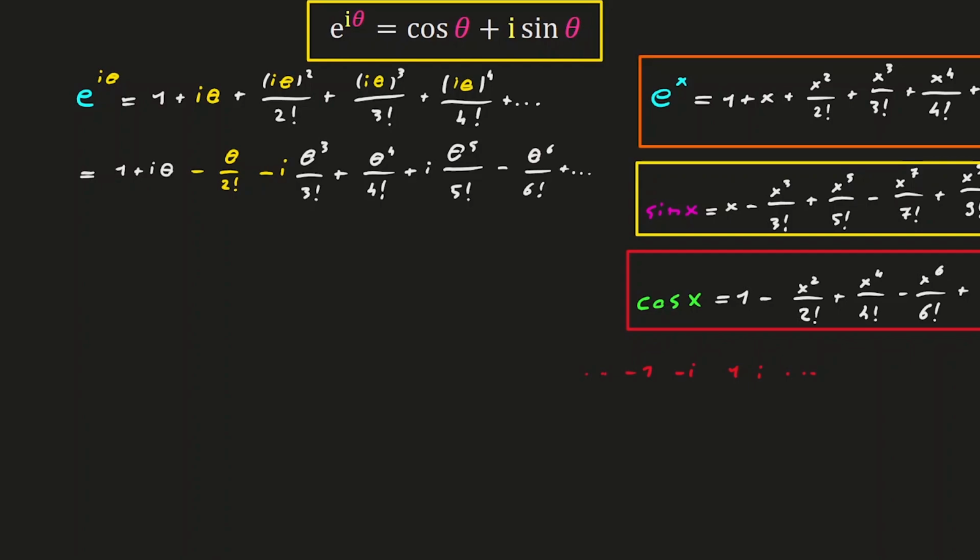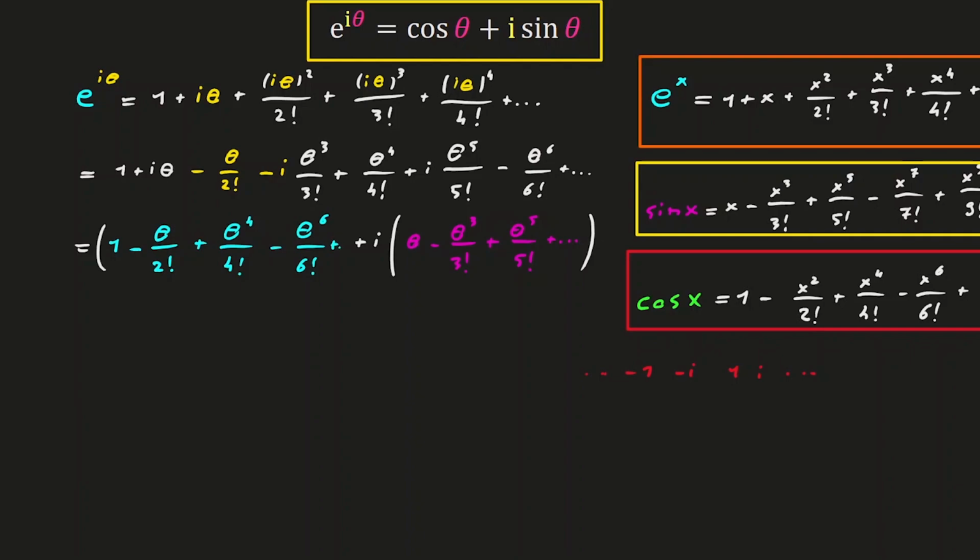Now we can rearrange this expression again and put all the terms with i together and all the terms without the imaginary unit together. We have 1 minus theta squared over 2 factorial plus theta to the 4th power over 4 factorial minus theta to the 6th power over 6 factorial. And then we have all the terms with the i, and we can even put i in front of them just because it's a common factor to all of the terms. So this is just theta minus theta cubed over 3 factorial plus theta to the 5th power over 5 factorial and so on. Sorry, I forgot to put plus dots, just to say that this is an infinite series and this is another infinite series.